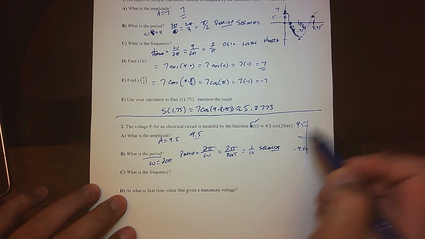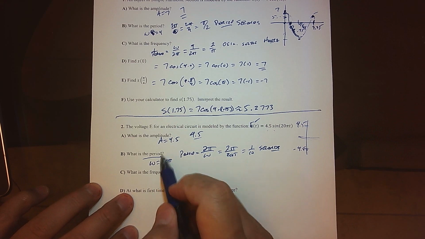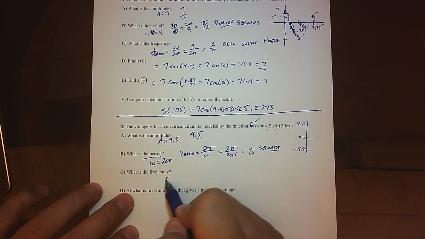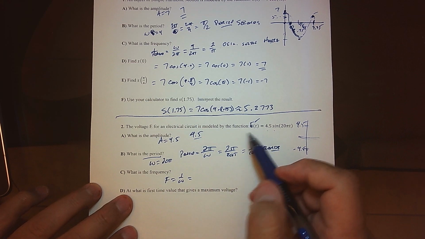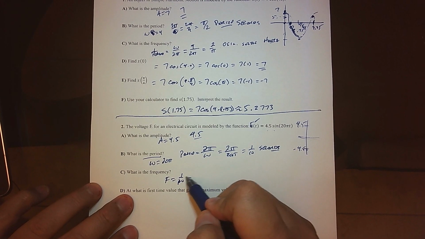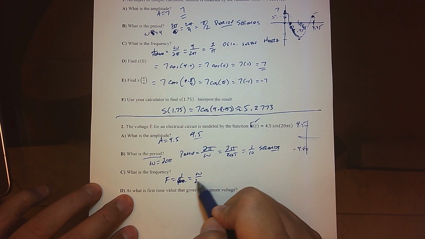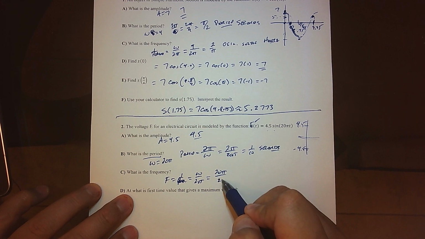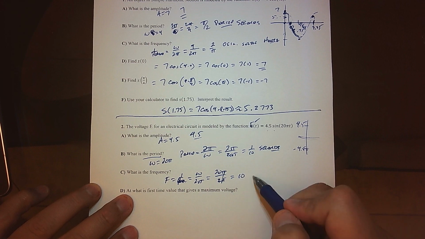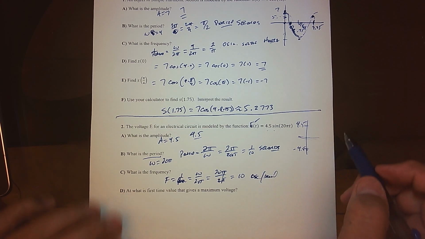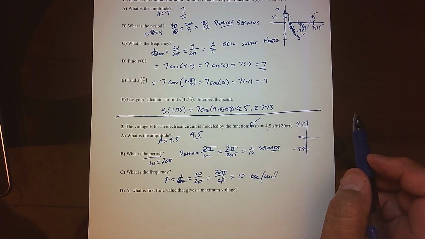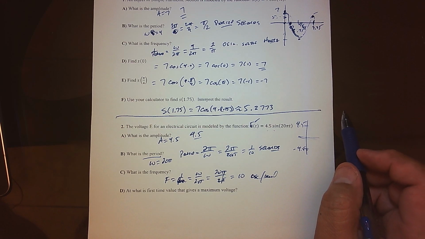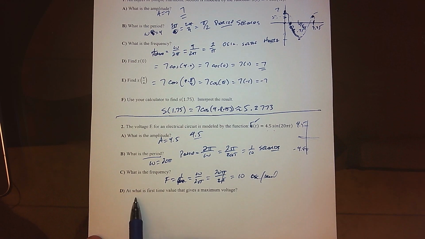It's a time unit. So what's the frequency? Well, the frequency is basically the reciprocal of my period. So we get omega over 2 pi. In this case, what we end up with is 20 pi over 2 pi, cancels out, and we're left with 10. And this would be oscillations per second, or hertz. So we're going about 10 cycles per second for this particular circuit.